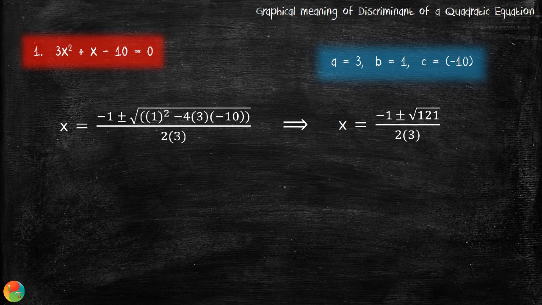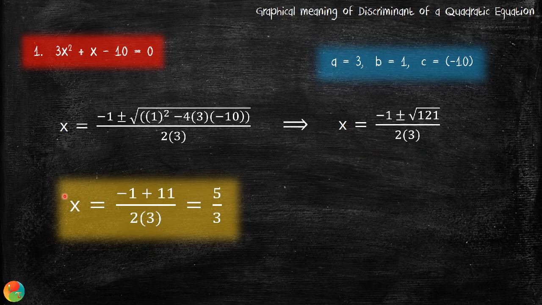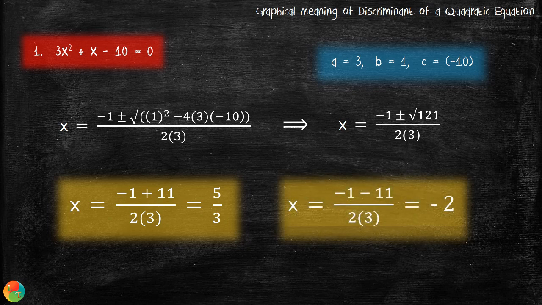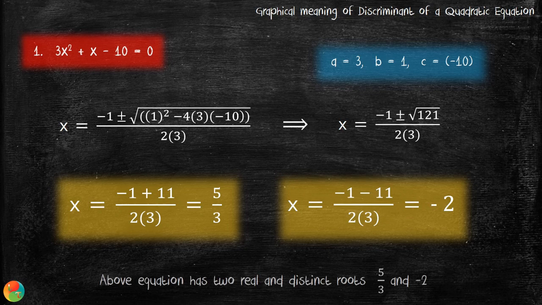So from this we'll have first root x is equal to minus 1 plus 11 upon 2 into 3, that boils down to 5 by 3, and next root x is equal to minus 1 minus 11 upon 2 into 3, that is equal to minus 2. So we can say that the above equation has two real and distinct roots, obviously 5 by 3 and minus 2.